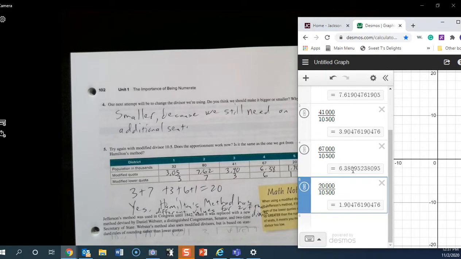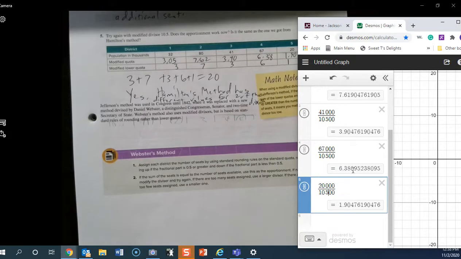Okay, Jefferson's method was used in Congress until 1842, when it was replaced with the new method devised by Daniel Webster, a distinguished congressman, senator, and 2-time Secretary of State. Webster's method also uses modified divisors, but is based on standard rules around them rather than the lower quota.